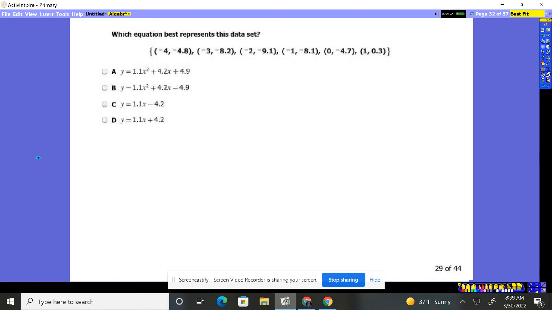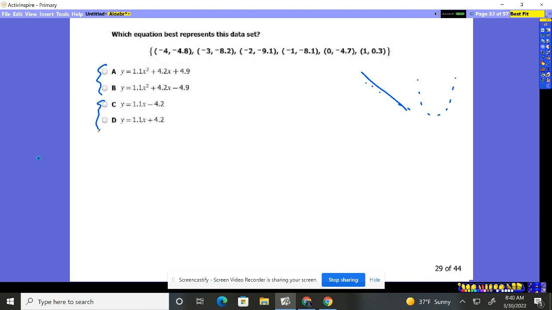Right, problem 29. It says, which equation best represents this data set? So we want a line of best fit. Now, if it's linear data, meaning all the points are sort of in a straight line, we'll try to find that straight line. But I have a feeling this is going to have points that are sort of like a parabola, a quadratic. If it's a quadratic, then it's got to be one of these two.